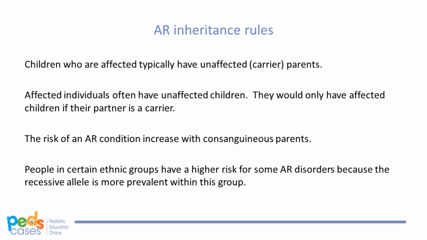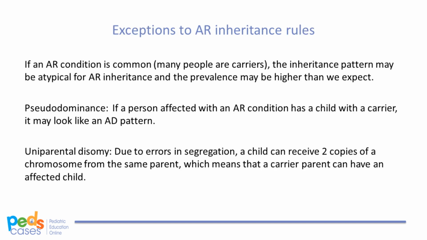The risk of inheriting an autosomal recessive disorder increases when one's parents are in a consanguineous relationship. Members of certain ethnic groups can also be at greater risk for some recessive disorders by virtue of the recessive allele being more prevalent in their gene pool as compared to the general population. Common autosomal recessive conditions with high carrier rates can result in a higher prevalence for this condition than we might expect based on the mode of inheritance.